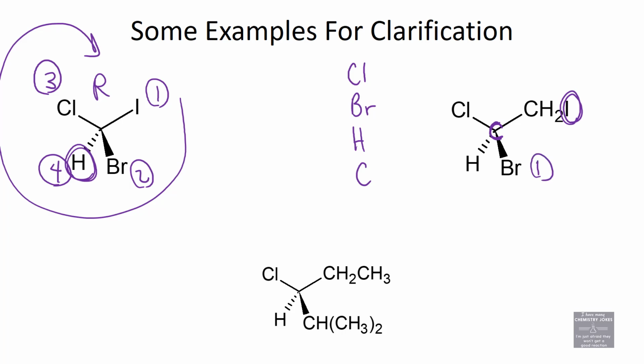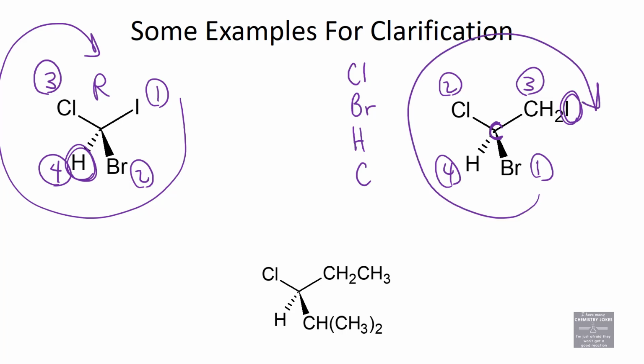So knowing that those are the 4 things I'm considering, bromine, chlorine, carbon, and hydrogen, because it's all about atomic number. A lot of students start thinking it's about the mass of the branch. It's all about the atomic number of the atom directly attached to the asymmetric carbon. Okay, 1 to 2 to 3, that's clockwise. My lowest priority is away.